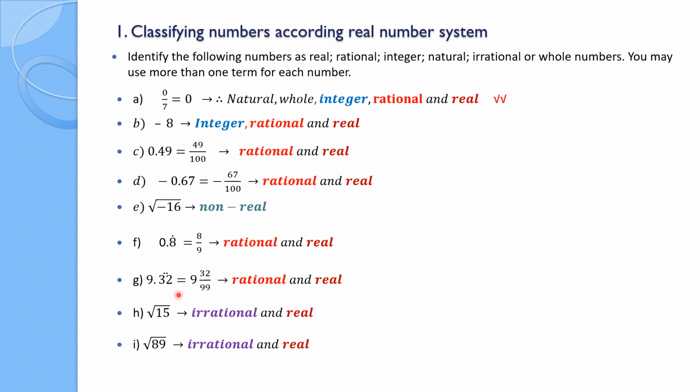9.32 recurring can be written as 9 and 32 over 99, therefore rational and real. Square root 15, 15 is not a perfect square, so any square root of a non-perfect square would be irrational and real. Same here, square root 89, irrational and real. So hope you follow. So that's just classifying that. Don't expect you to have any problems if you know your numbers.